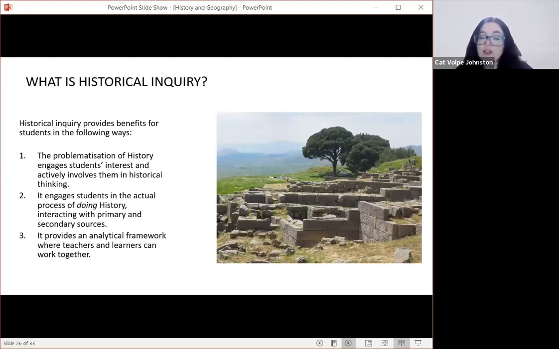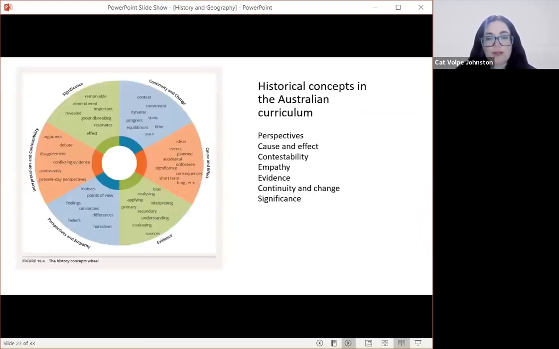That's why inquiry learning is great, because it's not rote learning where the students are just expected to sit there and listen, be quiet, write down what's on the board. Sometimes that's important, but historical inquiry is really the moment where teachers and students can work together to work through an inquiry question. So similar to geography, history has concepts. What are they? Perspectives, cause and effect, contestability, empathy, evidence, continuity and change, significance.